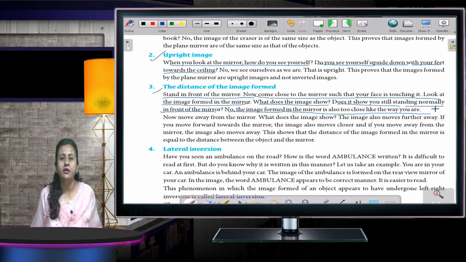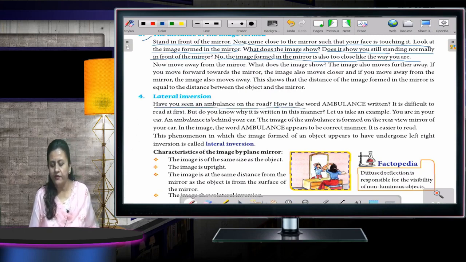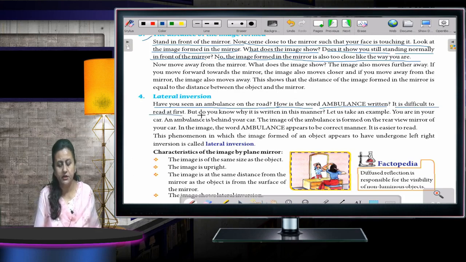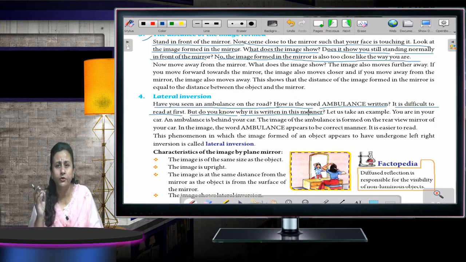Now lateral inversion. What is lateral inversion? Have you seen an ambulance on the road? How is the word ambulance written? It is difficult to read at first. But do you know why it is written in this manner? You must have seen ambulances on the road. You must have seen the word ambulance. At first, you are not able to read it. Why is it like that?